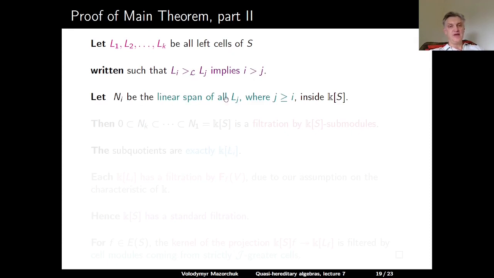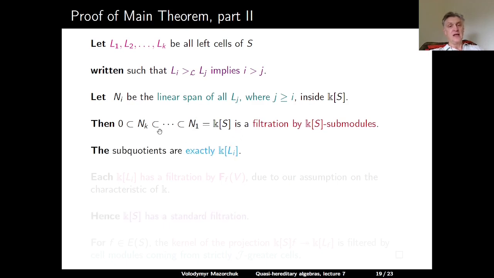Let N_i be the linear span of all L_j's, where j is greater than or equal to i, inside the left regular module. Then we have a filtration. 0 is a part of N_k, this is a subspace in N_{k+1}, and so on, all the way up to N_1, which is the left regular module. This is a filtration by submodules over our monoid, and the subquotients are by definition exactly the cell modules.